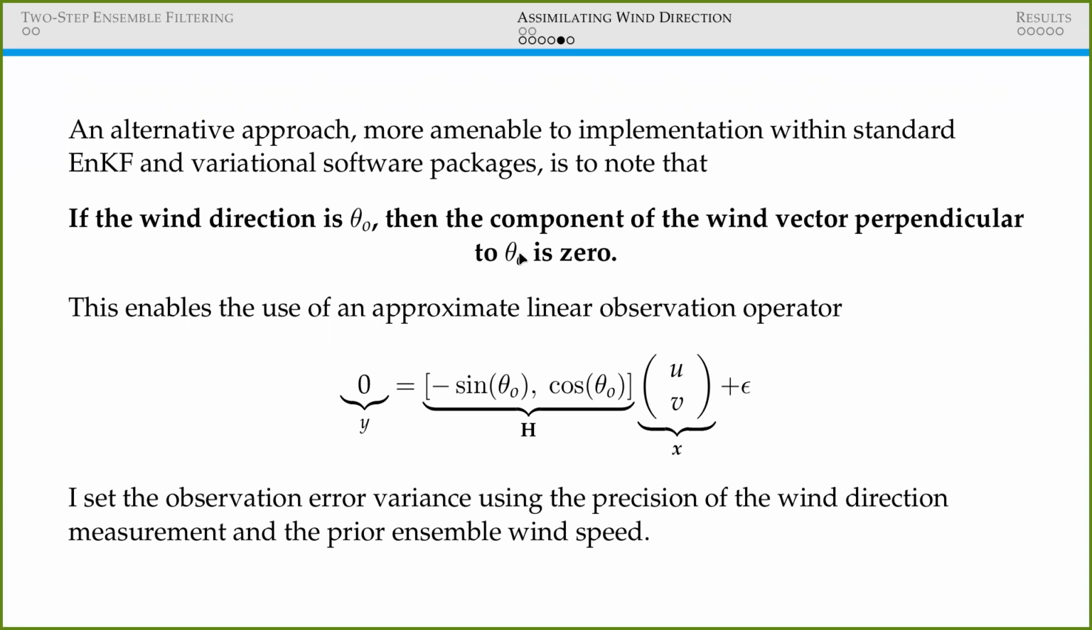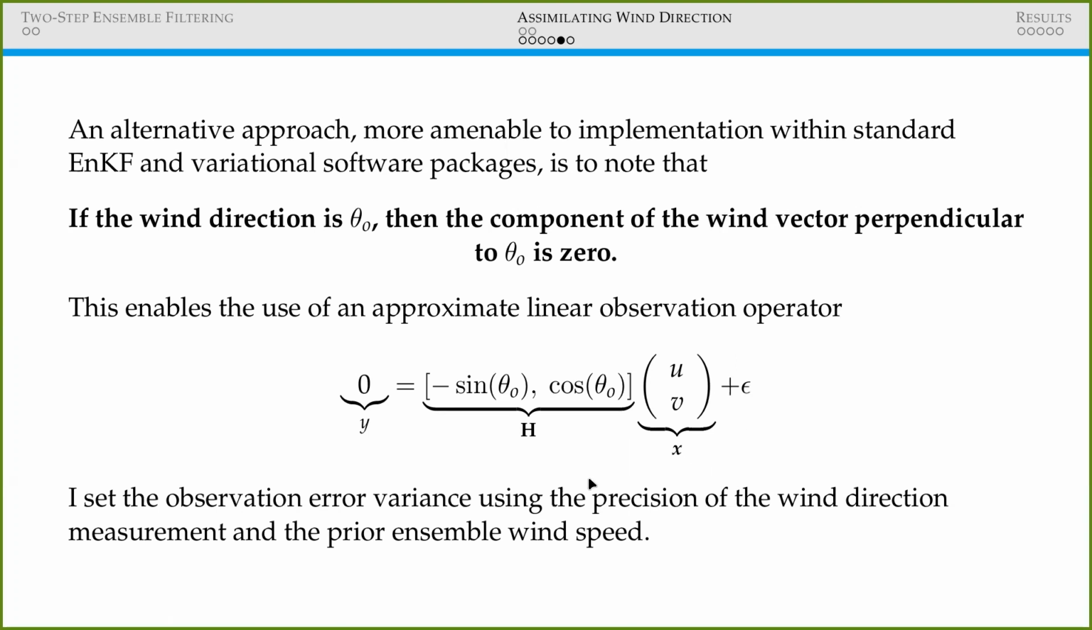The nice thing about this subset, though, is that it can be mapped onto the standard observation model. So I've observed theta sub O, observed. And now to extract the component of wind that's perpendicular to that, I just take the dot product of the wind vector with this minus sine, cosine vector. That is the component perpendicular, and I can set that equal to 0. But maybe not exactly equal to 0 because I'm not exactly certain about the wind direction, so I'm going to add an epsilon on there to indicate my uncertainty.